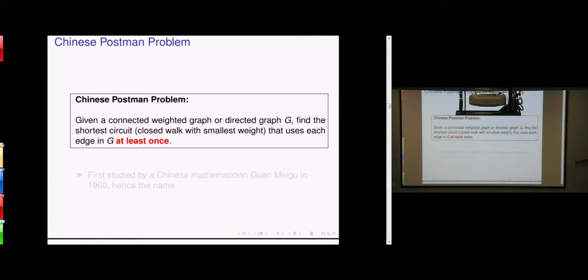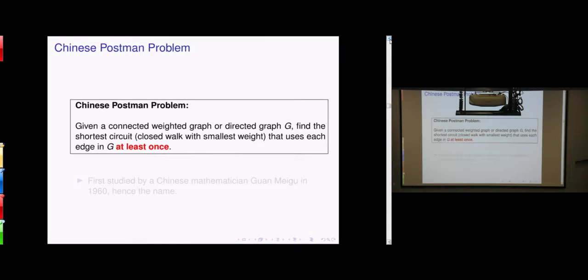Okay, so here's the question in general. This is called the Chinese postman problem. So given a connected weighted graph, right? Weighted graph means every edge has a number assigned. Or a directed graph G. Find the shortest circuit, that is closed walk with smallest weight, that uses each edge in G at least once. There's no restriction of how many times you use, but at least once.